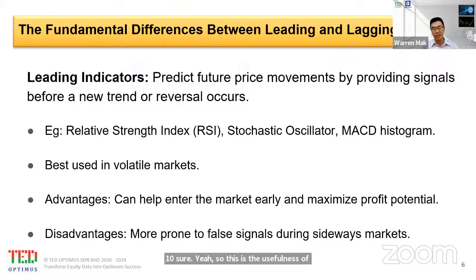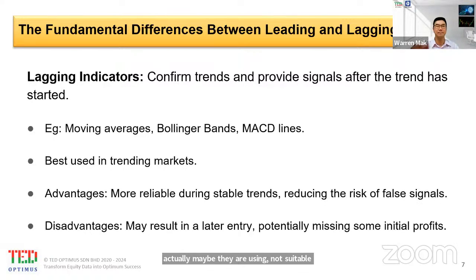And of course, the disadvantage is that they are more prone to false signals during a sideways market. Because during a sideways market, you see up and down, but it may not actually give you a real, good signal. That's why sometimes you see false signals, false breakouts. A lot of people think that false signals are because of the syndicate 庄家, a fake signal created by machine algo trading, but they don't realize that maybe they are using unsuitable signals for different market conditions. So this is for leading indicators.